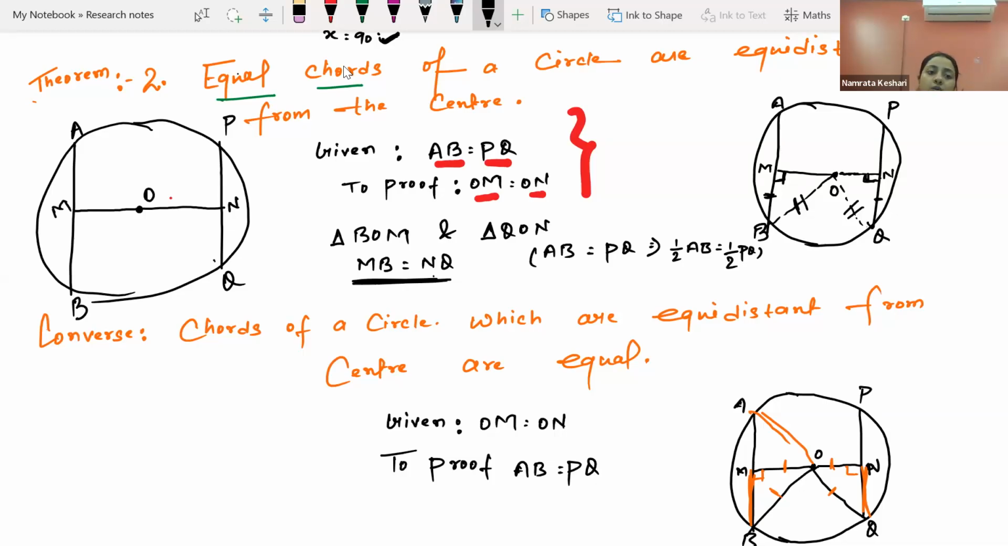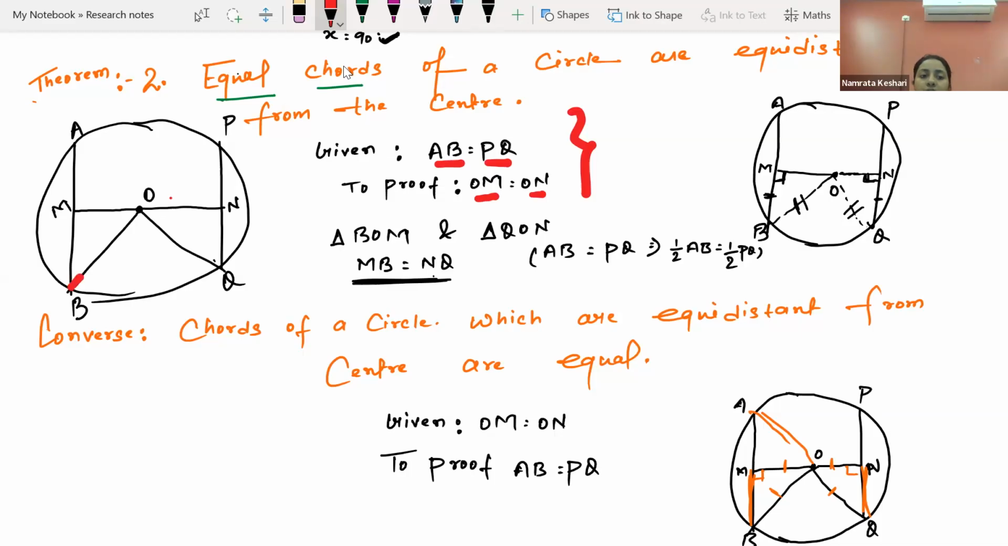Now we will join this O with B and this O with Q. And you can see two triangles, right? I'm talking about triangle BOM and triangle QON. Can you see that? Yes, sir. Here we will try proving them congruent. Once we can prove these two are congruent, then automatically OM and ON will be equal by CPCT, right? So let's try proving it.